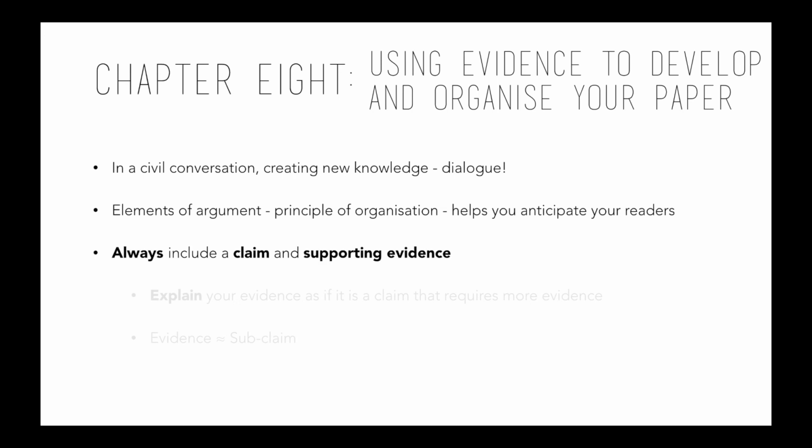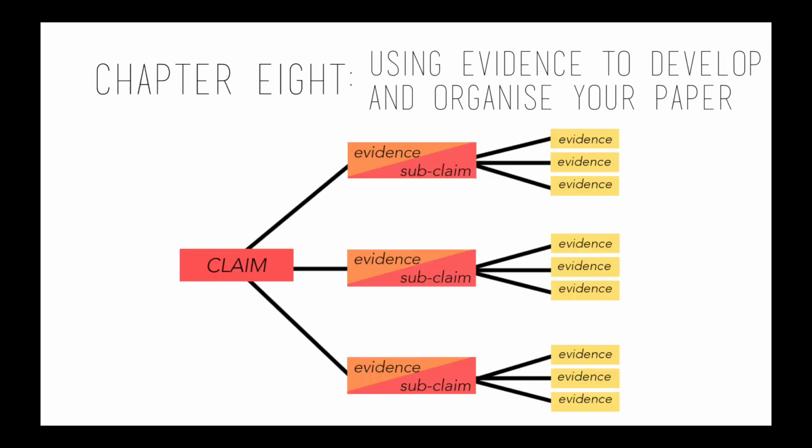Remember that your argument must always include a claim and supporting evidence. Good researchers also explain their evidence, treating it as if it were a claim in a more detailed argument that requires still more evidence. They construct supporting explanatory arguments to support their evidence, offering readers good reasons why their evidence is sound. The evidence that supports a main claim will also be divided into groups of smaller arguments, each of them structured as a subclaim with its own supporting evidence.